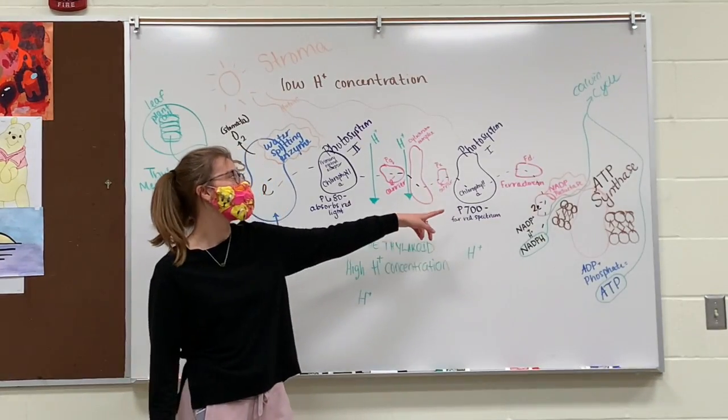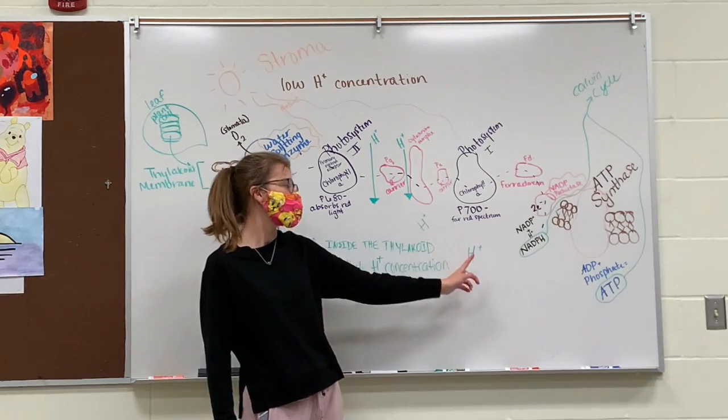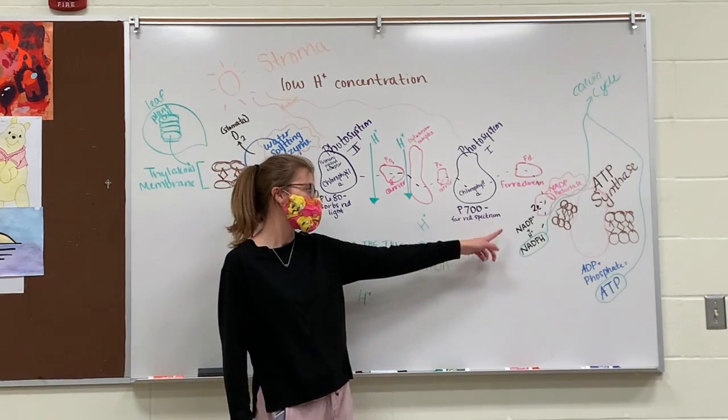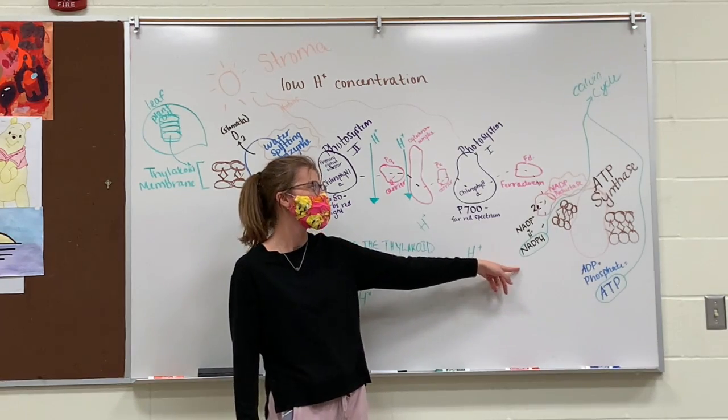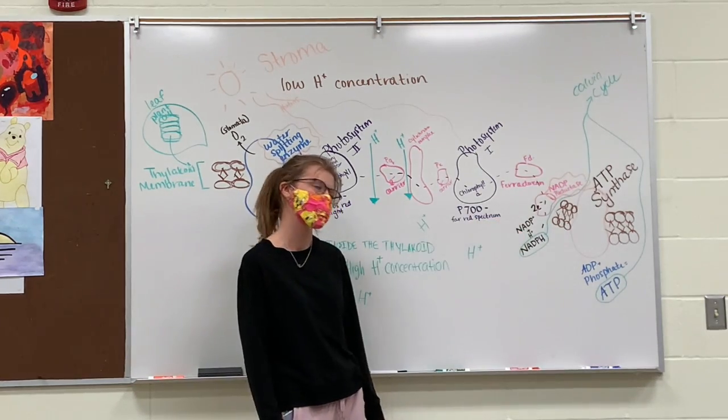After photosystem 1, the energy goes to free-floating hydrogens, that go to NADP, which makes NADPH with the help of NADP reductase.